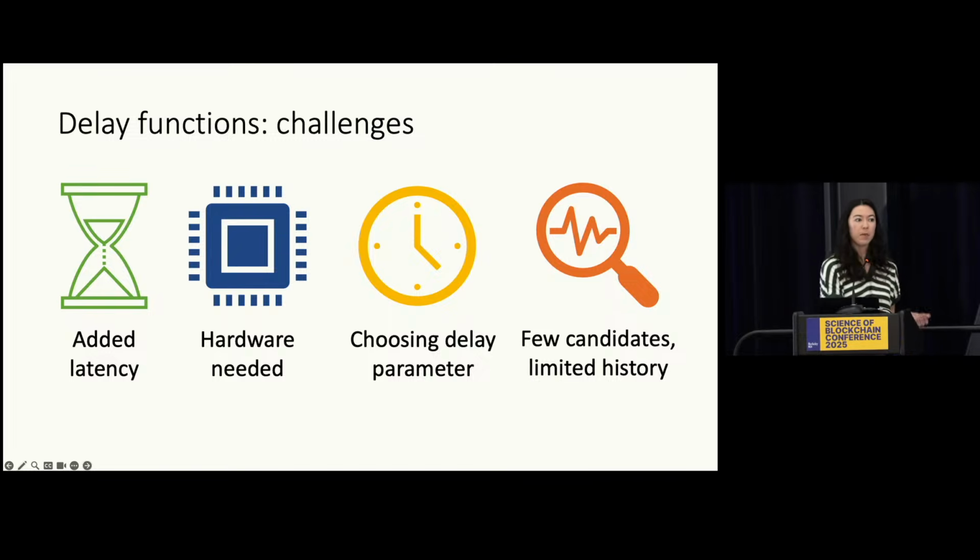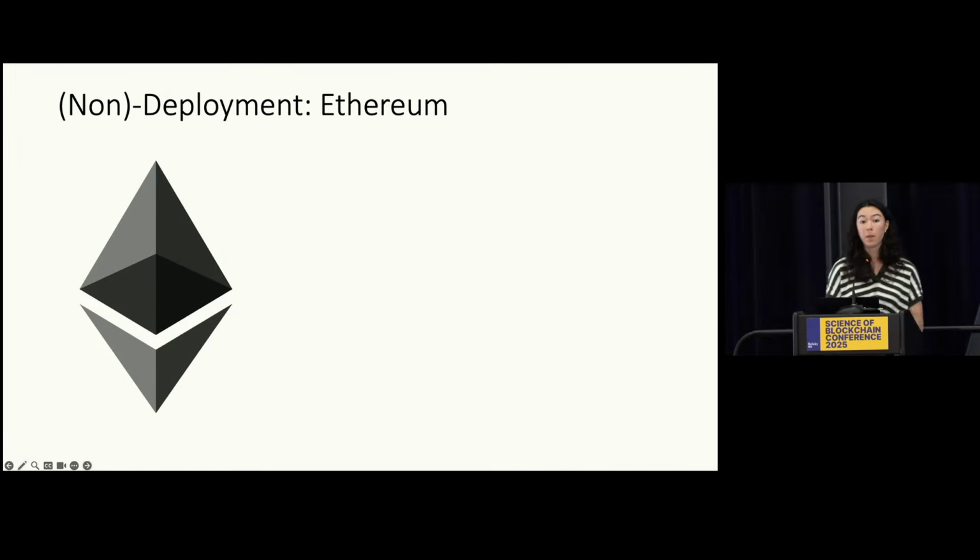And finally, compared to other cryptographic primitives, there are actually few candidates known that we can construct delay functions from. And there's also a limited history of analysis of these candidates. So while there's been some very good work in analyzing these candidates, there's not as much history as other cryptographic primitives.